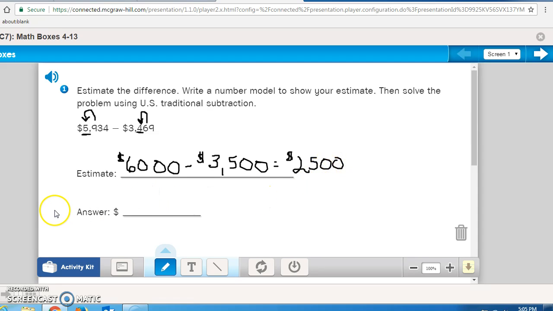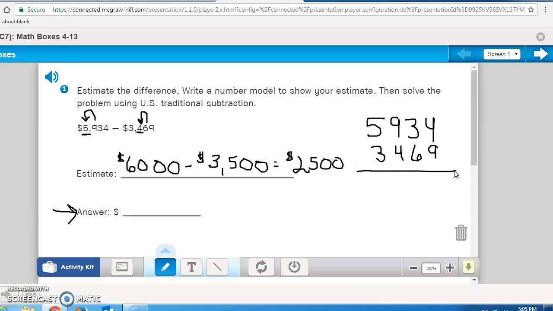Notice now when it says answer, it means what's the real answer. So I'm going to do that work over here to the side. Remember, I always want to see you show your work. Please do not do all the work and then erase it, and I don't know if you have something wrong, what it is that you did wrong.